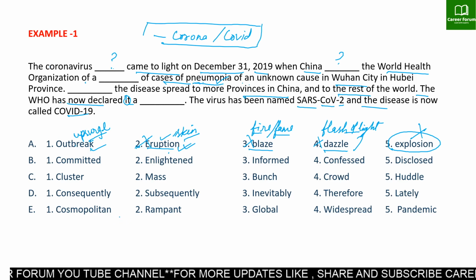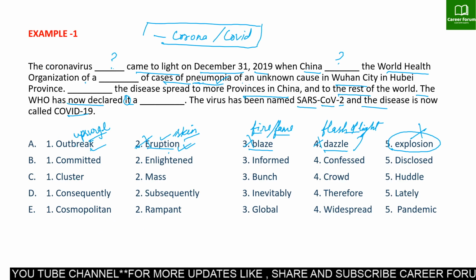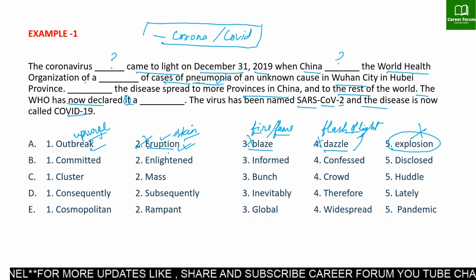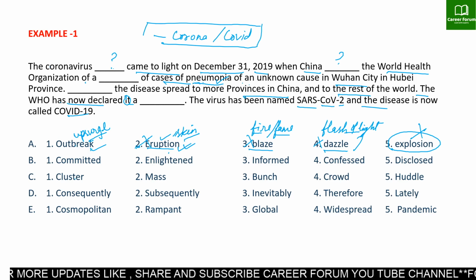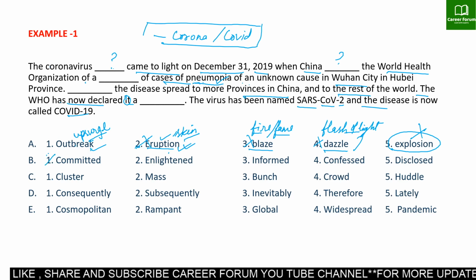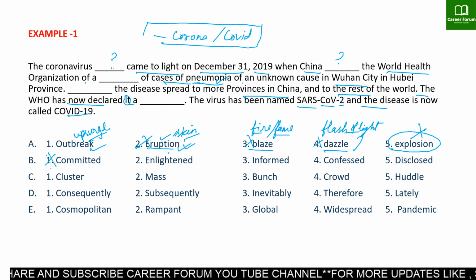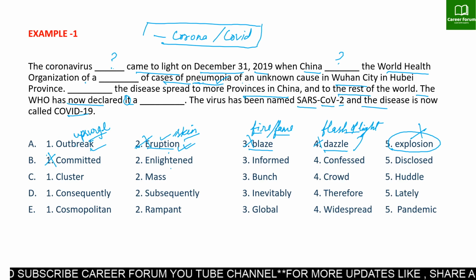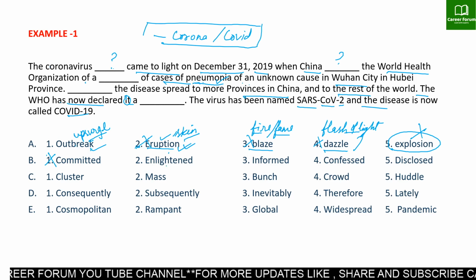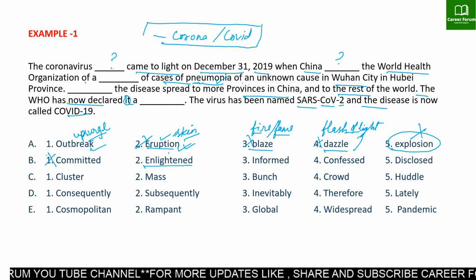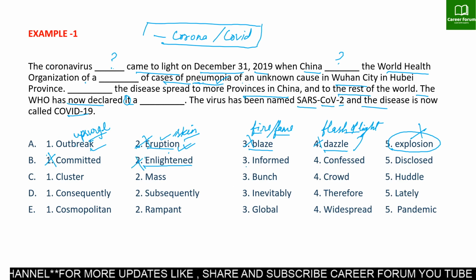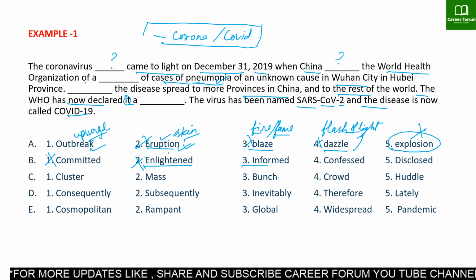Okay. So here if we eliminate options, the first option is committed. Committed means if you are bound to or pledged to do something. So are we talking about any bound or pledge? No, in the paragraph we have not mentioned anything about a pledge or anything related to bound. So this is eliminated. Enlightened means having a rational outlook or to have a spiritual awareness. So are we talking about any spiritual awareness here in the paragraph? No. So we can easily eliminate this also. The third is informed. Yes, this seems to be right. So keep it with you.